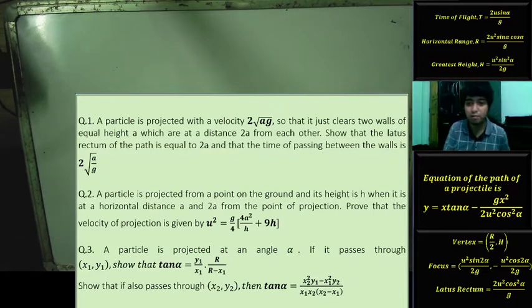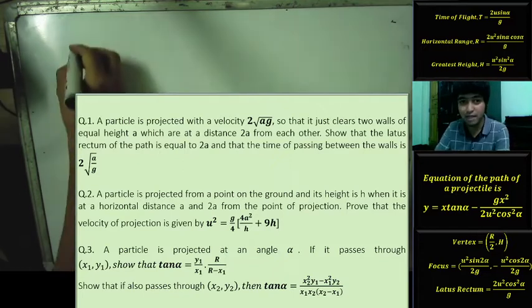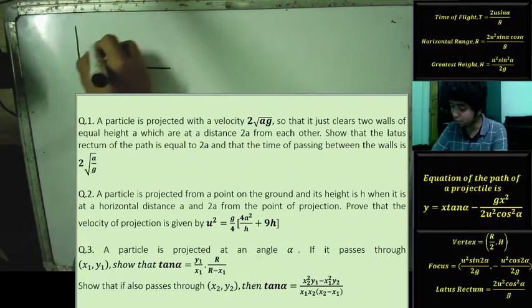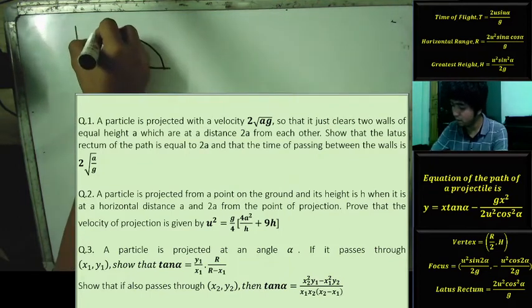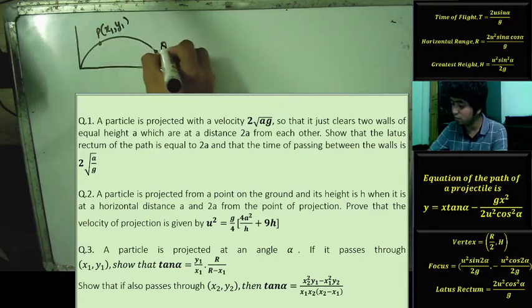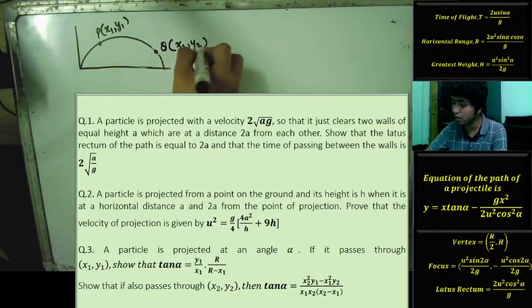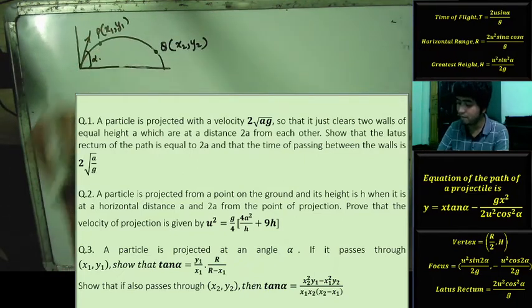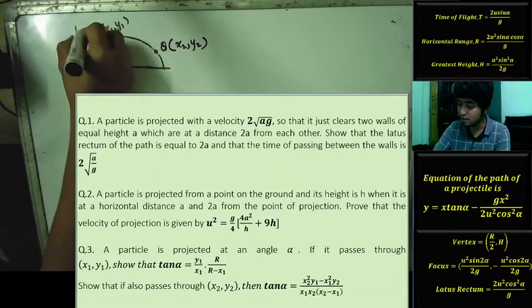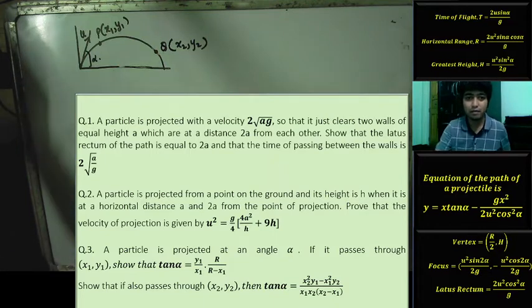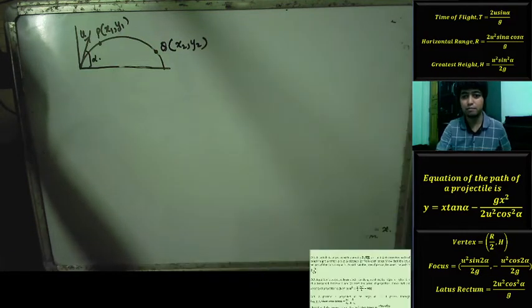Question number 3 is also no different. We just have to use the equation of path of the projectile. In question number 3 you have a projectile. It passes through 2 points, P, whose coordinates are x1, y1, and another point Q, whose coordinates are x2, y2. Alpha is the angle of projection, and u is the initial velocity. So let's see, what can we do?